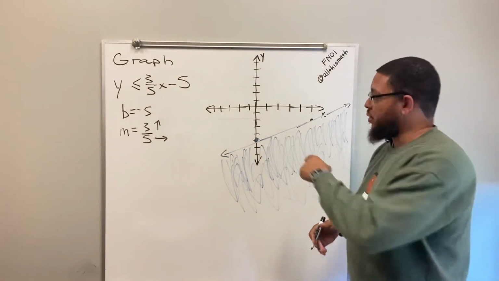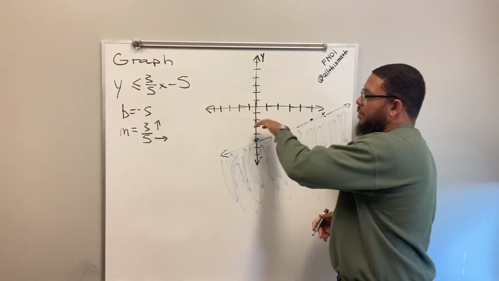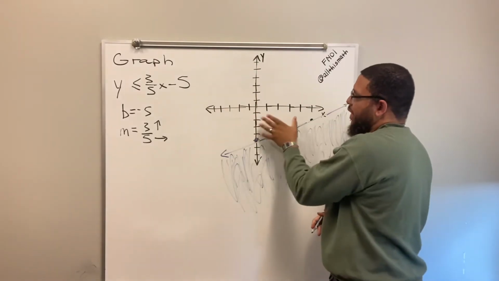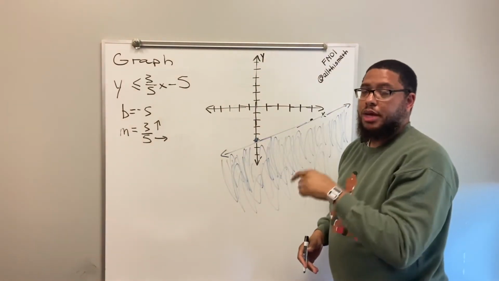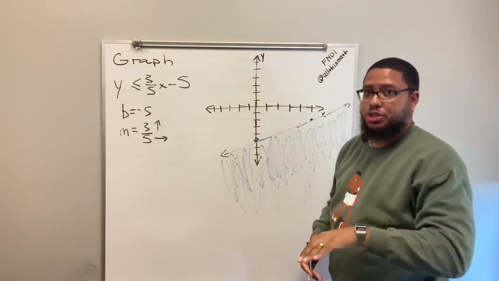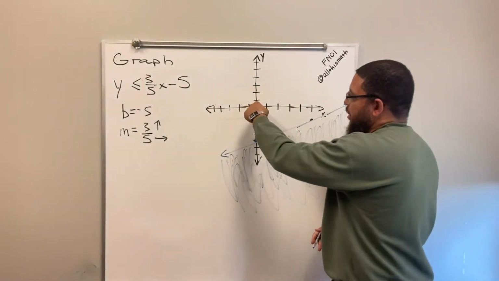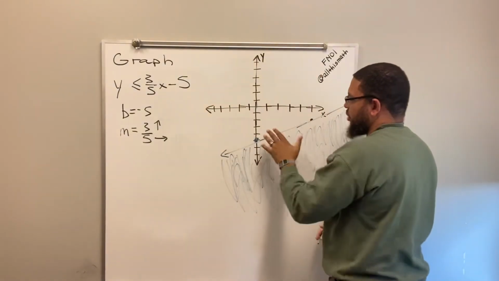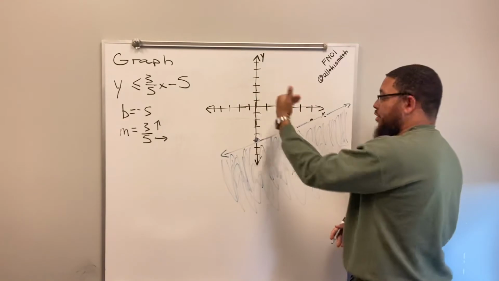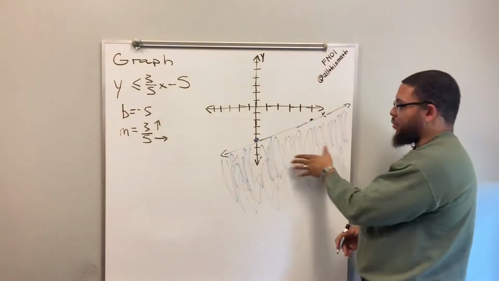Now, if 0, 0 is a solution, that means everything else on that side of the line is also a solution. Now, if 0, 0 is not a solution, that means nothing else on this side of the line is a solution, which means that everything on the other side of the line is a solution, like we got down here.